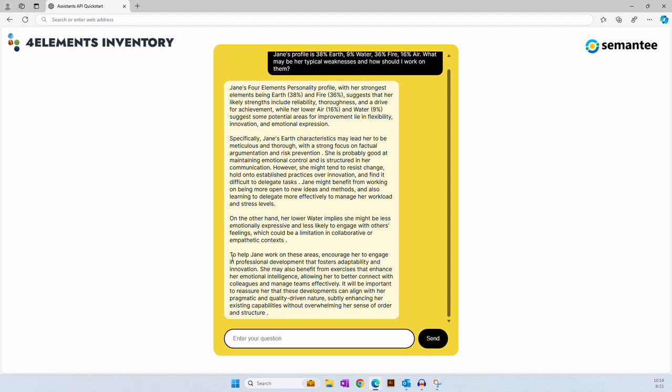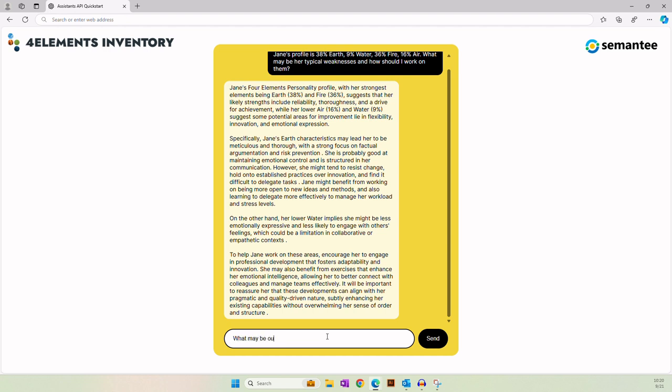In summary, to help Jane work on these areas, it's recommended that we encourage her to engage in professional development focused on adaptability and innovation. So you might want to put her in some kind of innovation workshops. She could also be paired with other people to enhance her emotional intelligence, with colleagues specifically geared towards taking out some of the weaknesses of her character. So there are a lot of different pragmatic steps that the system suggests we can take. Let's ask another question.